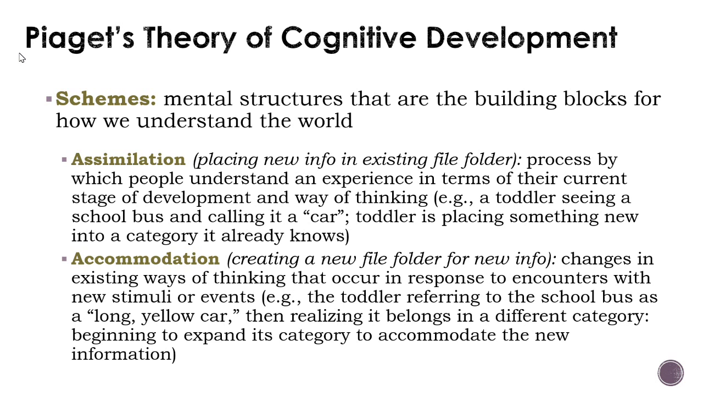The first one of these is assimilation. This is placing new information in an existing file folder. Okay, if you think about this like file folders, it really does work pretty well. Assimilation is when maybe you've got 4 file folders. Okay, you're an infant, you know food, you know animals, you know people, and you know everything else. So like, machines, houses, toys, all of that fits in that other else. Okay, so you've got 4 file folders.